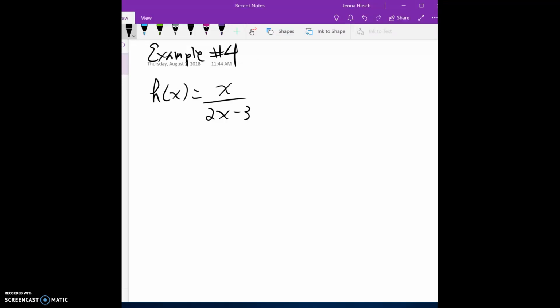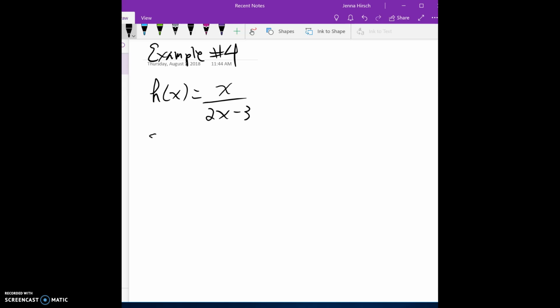Let's try one more example where we have to find the inverse of a function. In this case, we're going to let h of x is equal to x divided by 2x minus 3. So moving on that step-by-step process like we have in your module number 2, the first thing we're going to do is we're going to rewrite h of x as y.